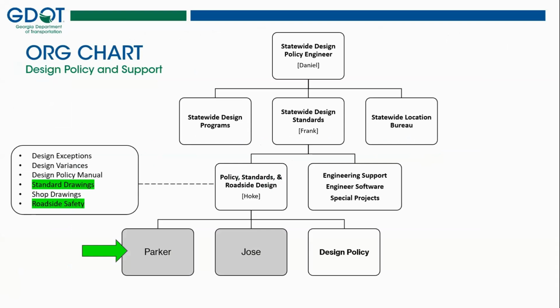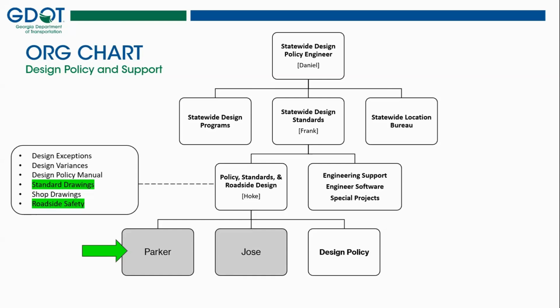So I've got the org chart for our office pulled up, just showcasing where I fit into everything. Our office does a lot, but I think the most relevant to alternative design is going to be Hoke's team. And Hoke's team is split between design policy and roadside standards and safety. So on the policy side, Hoke's team is reviewing design exceptions and design variances. They're also writing and revising our design policy manual.